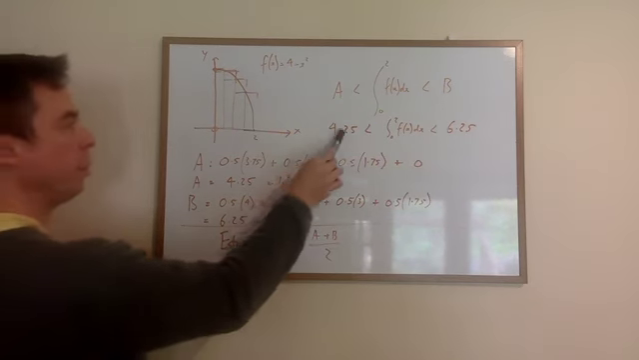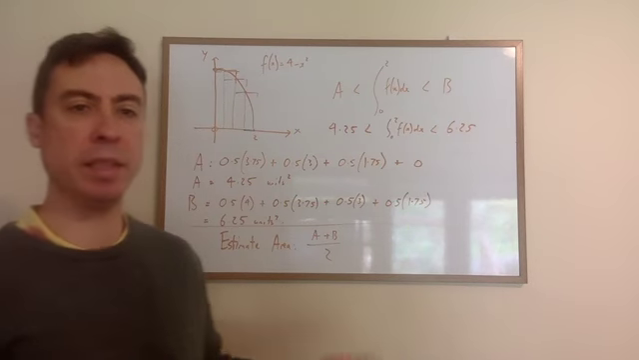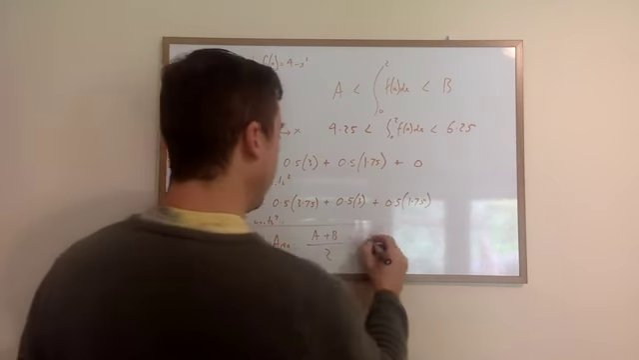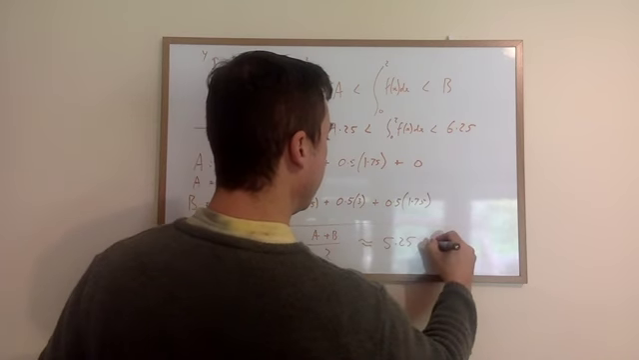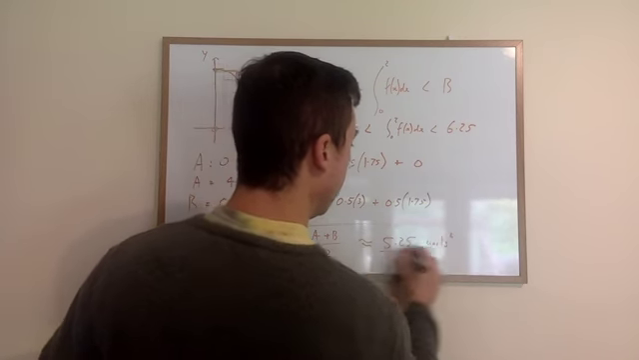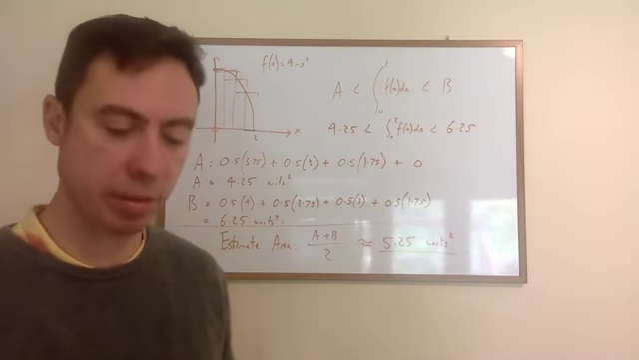So 4.25 plus 6.25, that's 10.5. 10.5 divided by 2, and you get your estimate, 5.25 units squared. It's probably reasonably close to the true definite integral area.